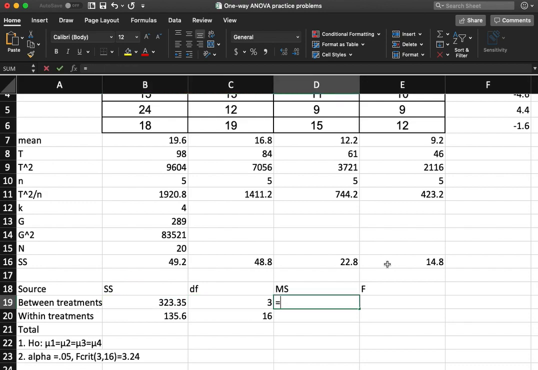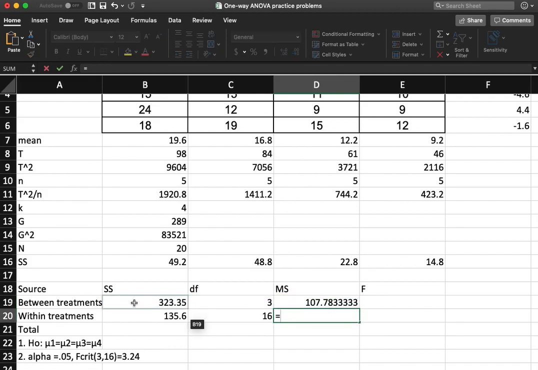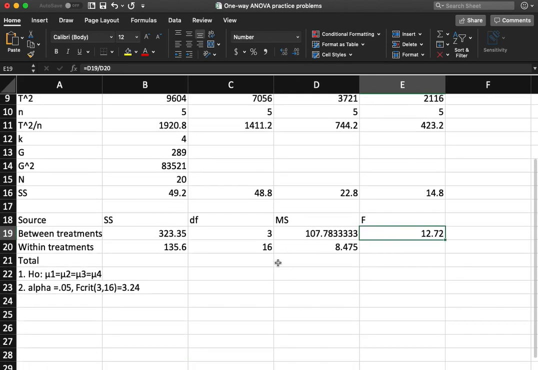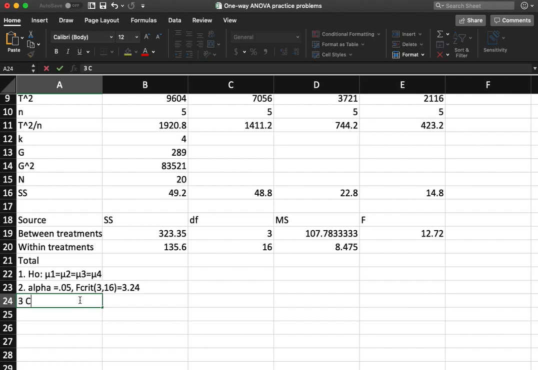Okay, let's do mean square. It's sum of squares between treatments divided by degrees of freedom between treatments. This one is sum of squares within treatments divided by degrees of freedom within treatments. Now we can compute F as mean square between treatments divided by mean square within treatments, and get this to a reasonable number of decimals. 12.72 is bigger than 3.24, so that was compute F.